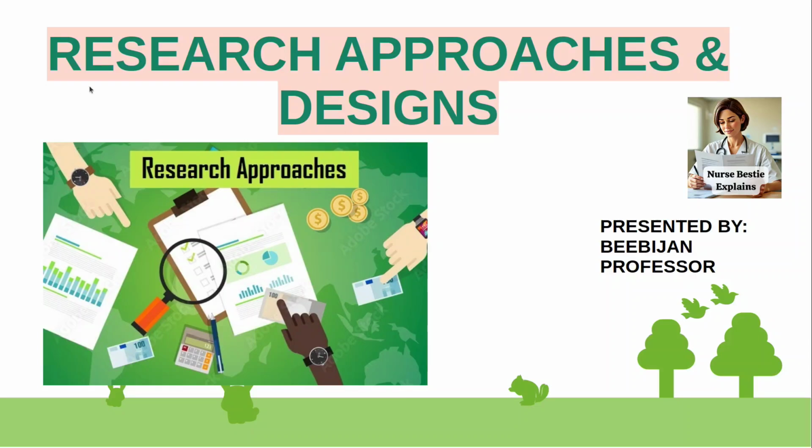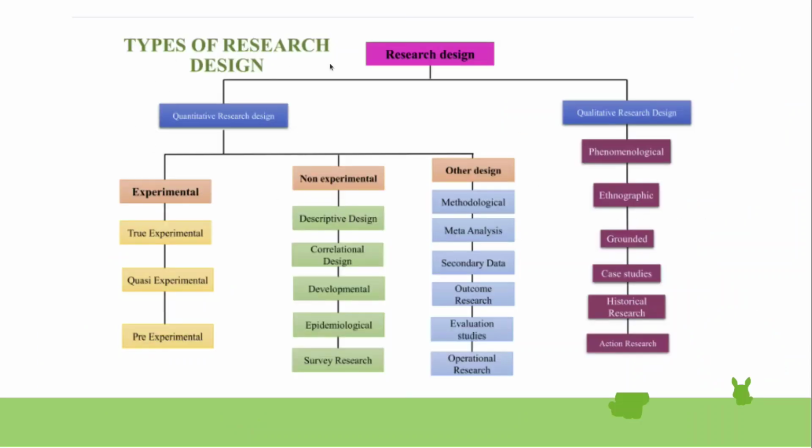Today we see the continuation video of Research Approaches and Designs Part 2. Types of Research Design. So research design is divided into quantitative research design and qualitative research design. Two types of research design which we have seen in the previous video. So coming to the classification of each design.